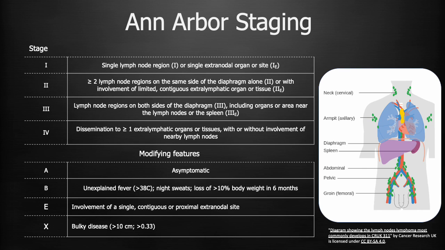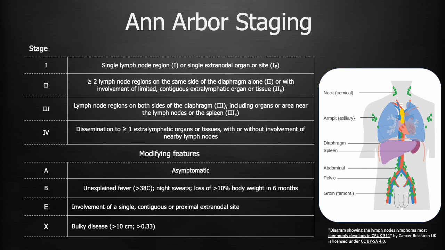And category X is indication of a bulky disease, which means a lymphoma that is greater than 10 centimeters or 4 inches wide. For example, a patient with Hodgkin lymphoma that is localized to a single lymph node region in the neck and who does not have B symptoms would be classified as Stage 1, Category A.